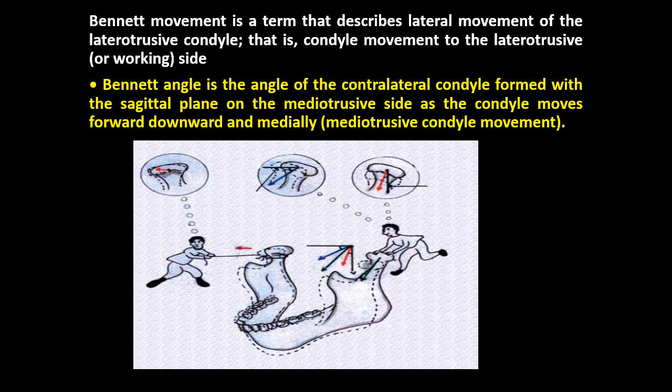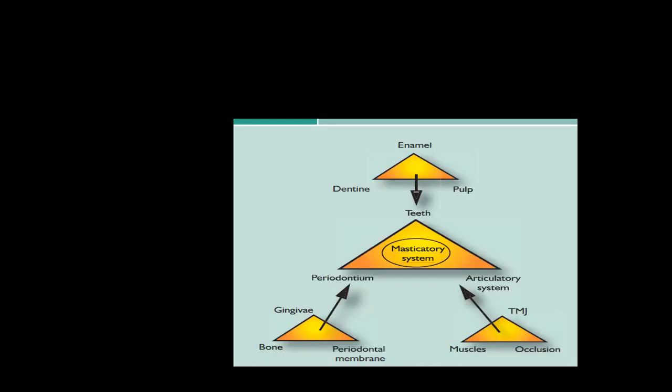A special instrument is used to record this Bennett movement. They call it the pantograph, and it is important if someone is interested in full mouth rehabilitation with fixed bridges and a fully adjustable articulator, then he should record the Bennett movement by pantograph.